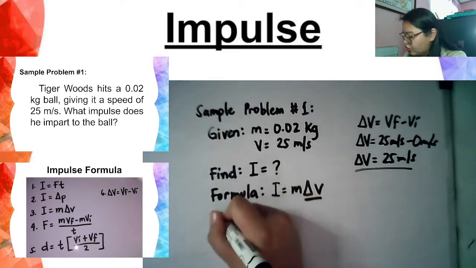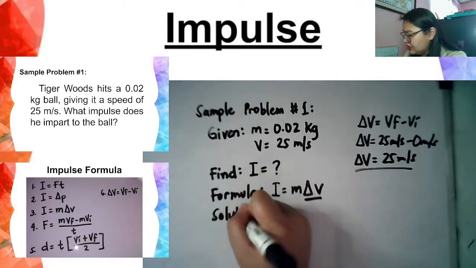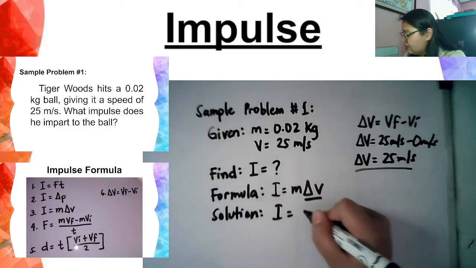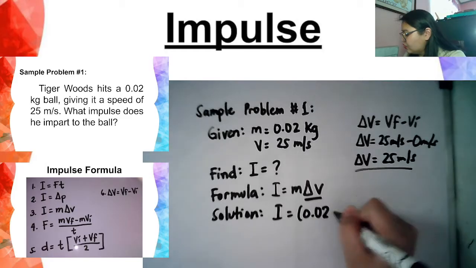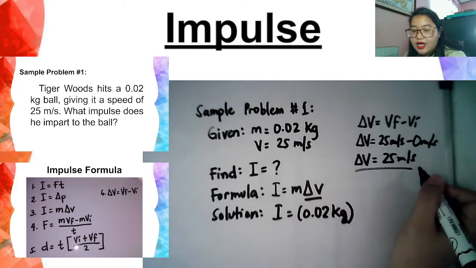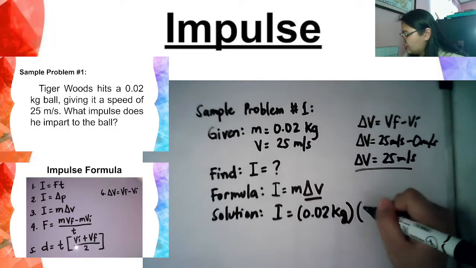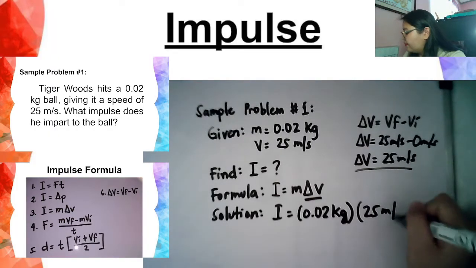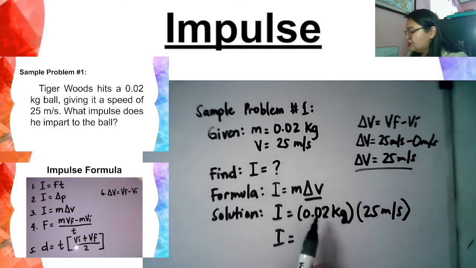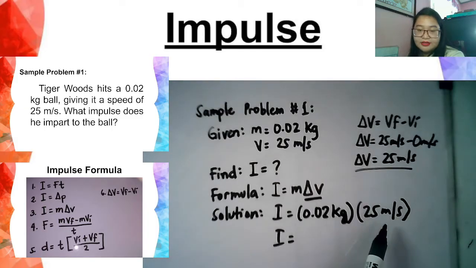So, for the solution, you just need to substitute. So, you have I is equal to the mass, 0.02 kilogram, times the delta V or the change in velocity, which is 25 meter per second. So, I is equal to, multiply lang po natin, 0.02 kilogram times 25.